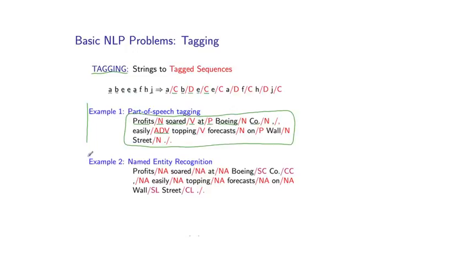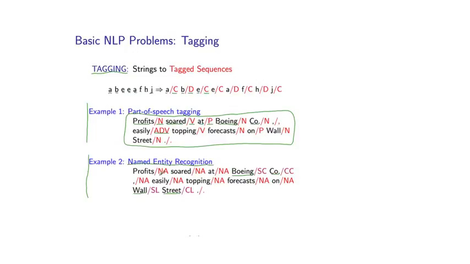A second example of a tagging problem is what's called named entity recognition. So the basic problem here is, again, to take some sentence as input, and now to identify basic entities in that sentence. So entities are things like companies. So we have Boeing, Co. here, locations, Wall Street here. We might also, for example, identify people. Again, named entity recognition is a very basic problem, but it's clearly very useful in many applications to be able to identify companies, locations, people, and other entity types.